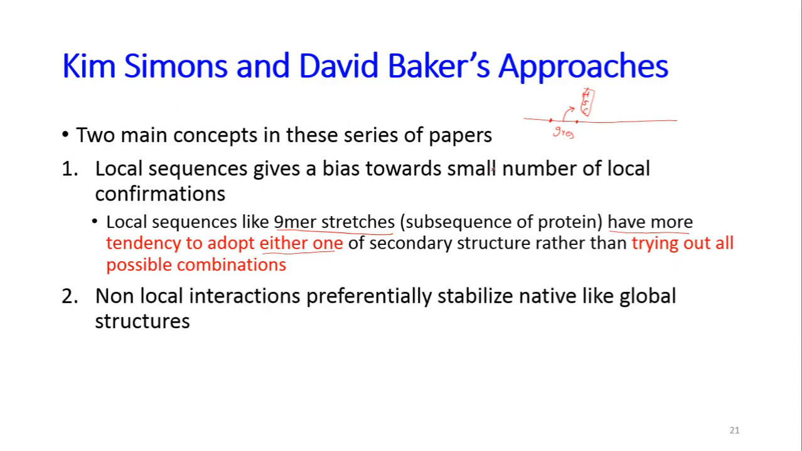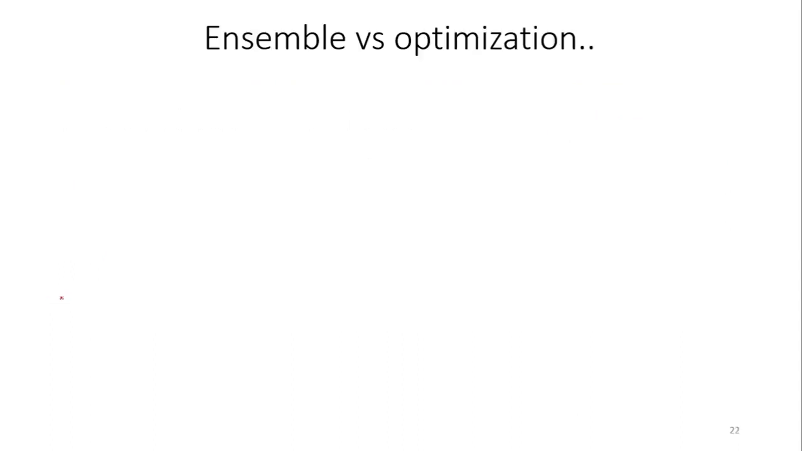The second important concept is that whenever the protein folds, there are some non-local interactions that preferentially stabilize the native global-like structure. Non-local interactions can be, for example, hydrogen bonds or van der Waals contacts and so forth. So the concept is that non-local interactions stabilize native-like global structures. These are the two main concepts on which Kim Simons and David Baker's algorithm works. That is one important concept that you should know.